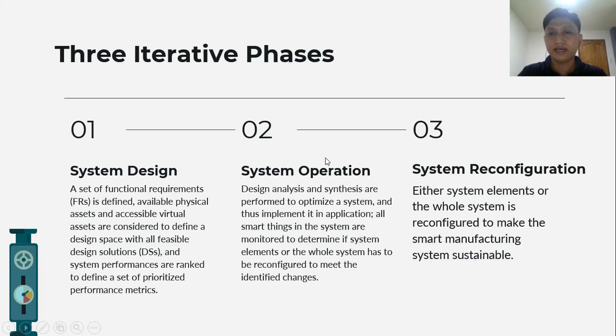Third is the system reconfiguration. Either system elements or the whole system is reconfigured to make the smart manufacturing system sustainable. So based on the changes or on the system elements, factors that are changing the system elements, whether they are still relevant or it has changed over time. So we need to reconfigure our system so that it can attend to the needs of the production.